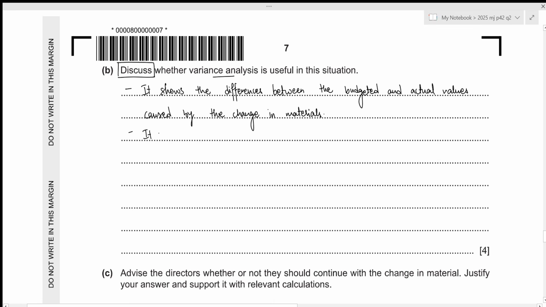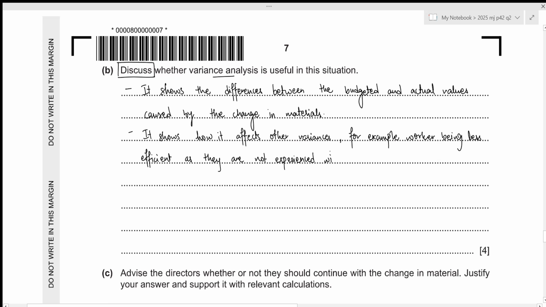So it shows how it affects other variances. For example, worker being less efficient as they are not experienced with the new material.